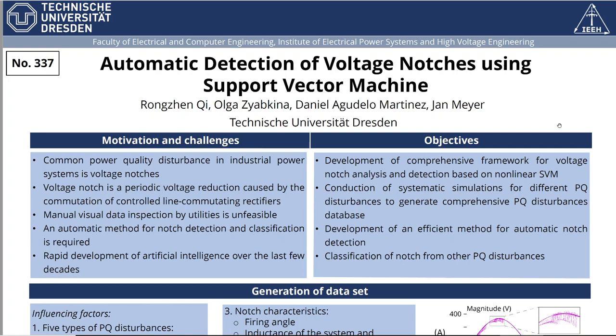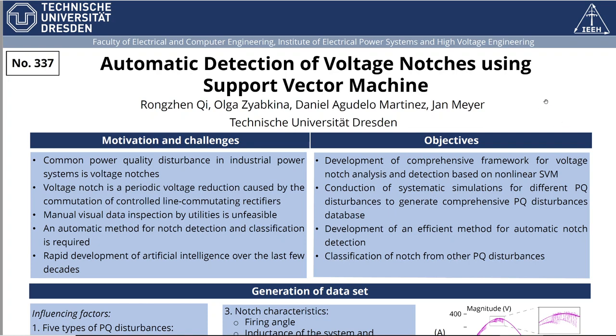It's a great pleasure for me to shortly present the poster of our paper titled Automatic Detection of Voltage Notches Using Support Vector Machine. Voltage notch is a common power quality disturbance in industrial power systems. It is a periodic voltage reduction caused by the commutation of controlled line commutating rectifiers.